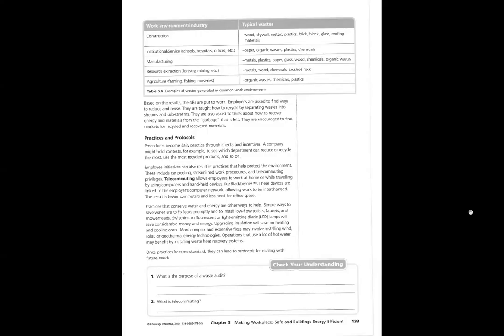Okay, practices and protocols. Procedures become daily practice through checks and incentives. You could have it at home, but we're talking more here about your workplace, so that you don't just throw a big pile of paper in the garbage can that will then go to the landfill. You would have a list of daily practices where you reuse paper as much as possible and recycle it if possible.